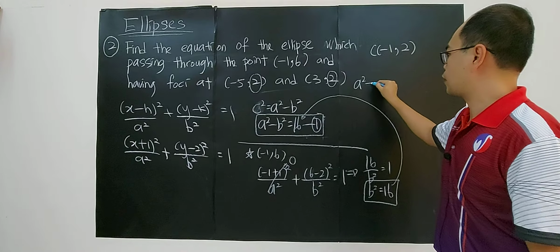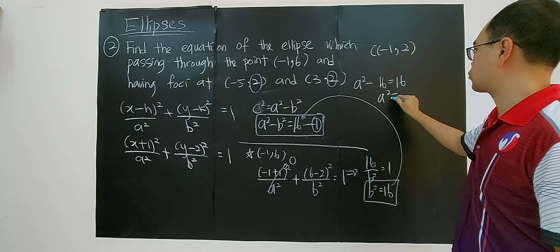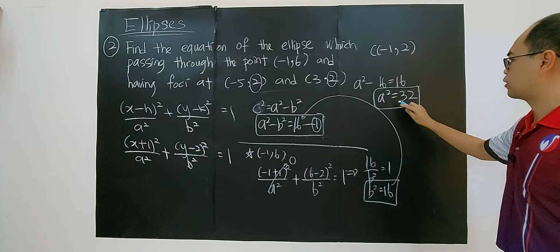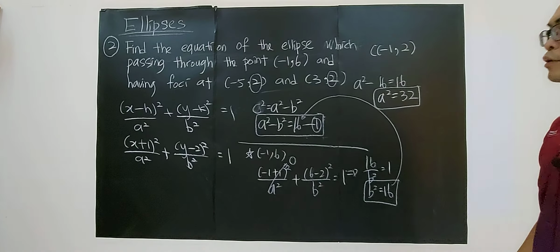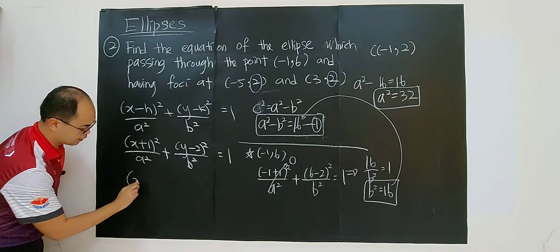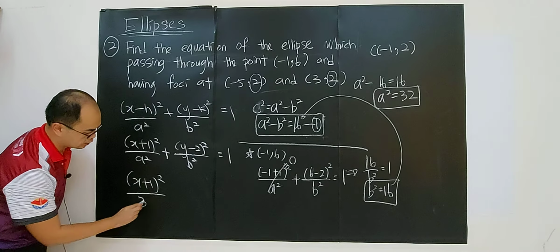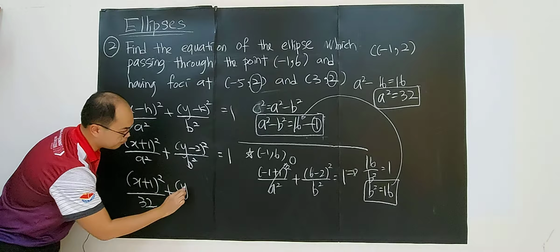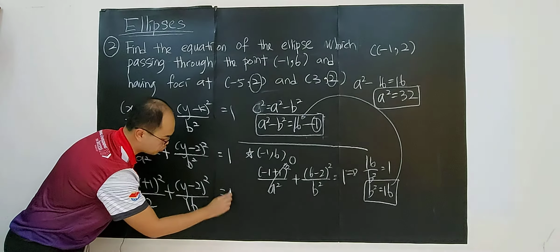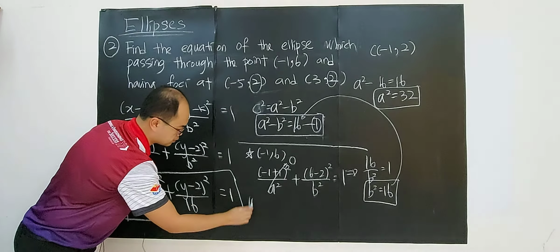So a squared minus b squared, which is 16, equals 16. And finally you have a squared to be 32. 16 plus 16 is 32. So you have completed finding the values of a squared and b squared, right? Eventually you know the equation of the ellipse, which will be (x + 1) squared over a squared, where a squared is 32, plus (y − 2) squared over b squared, which is 16, equals 1. This is how we get the equation of the ellipse for this problem.